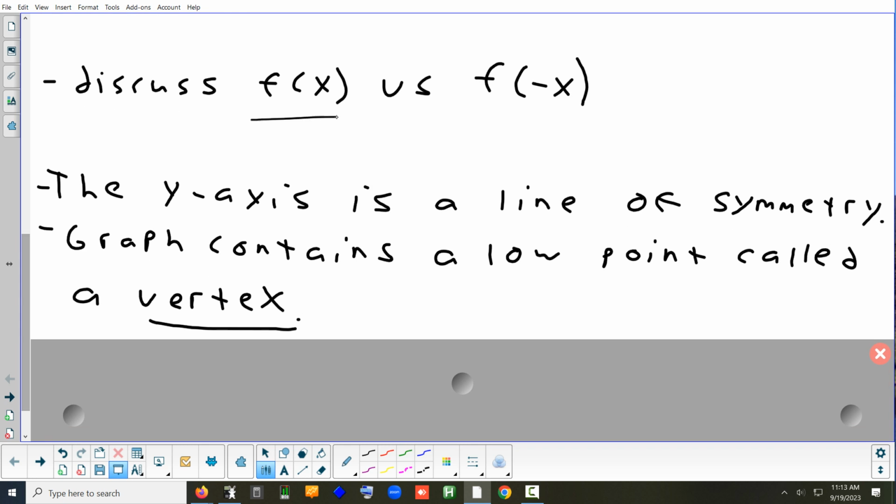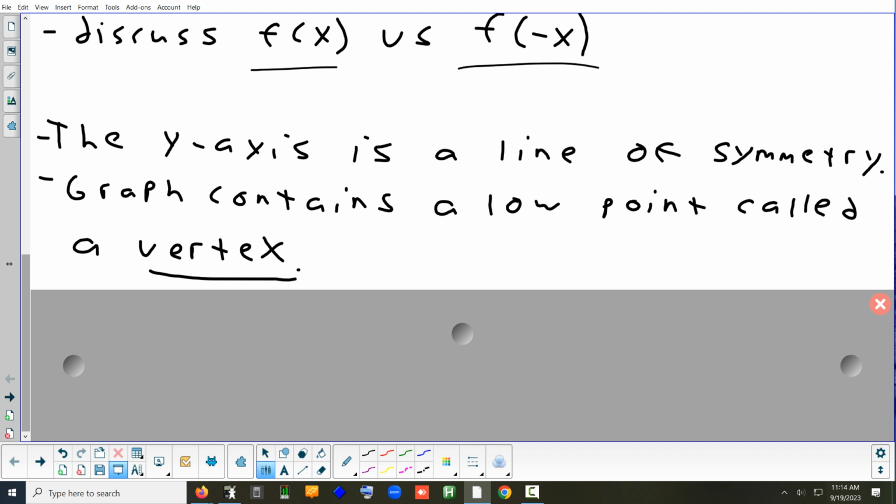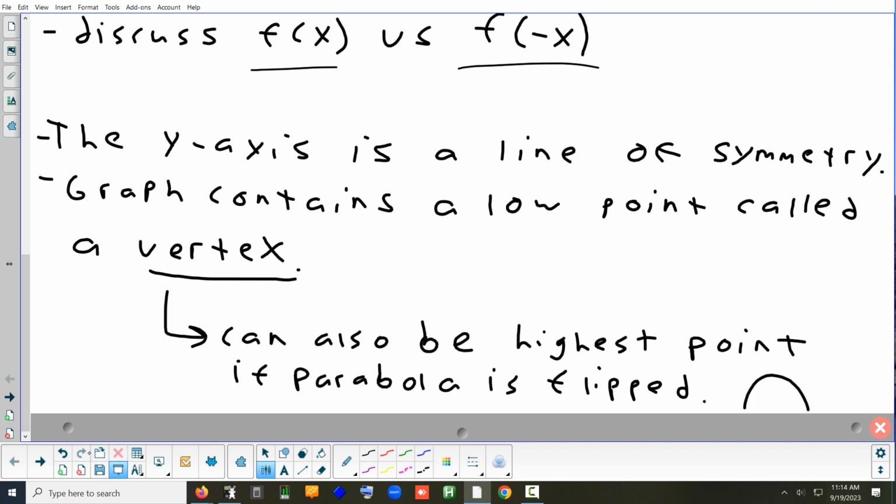But whenever this is true, if you can graph a function and then graph the same function replacing x with negative x and it looks identical, that means the y-axis is a line of symmetry. Now, in a parabola, the low point is called a vertex. A vertex can be the high point if you flip the parabola over.